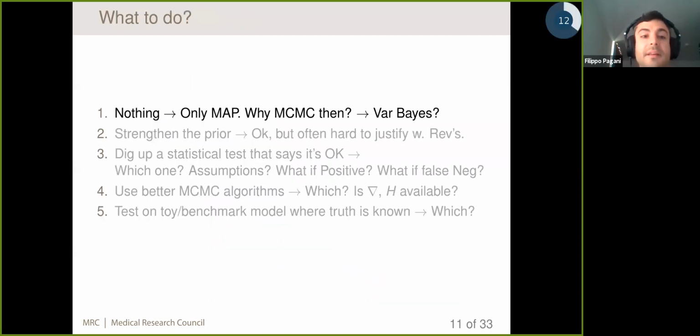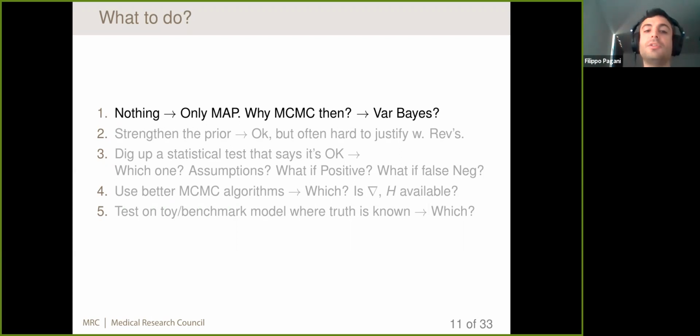So what are you going to do about them then? Quite a few options. The first thing you can do is nothing. Some people are only interested in the maximum a posteriori estimate, and they don't really care that much about the uncertainty around it, as long as they get the mode right. In that case, that's fine. But I would say, then why are you doing MCMC in the first place if you don't care about the uncertainty? You might as well do variational Bayes and save a lot of time. So just one thing to think about. So that was number one.